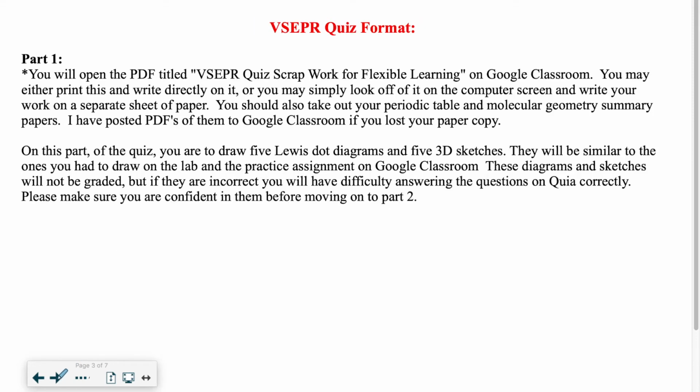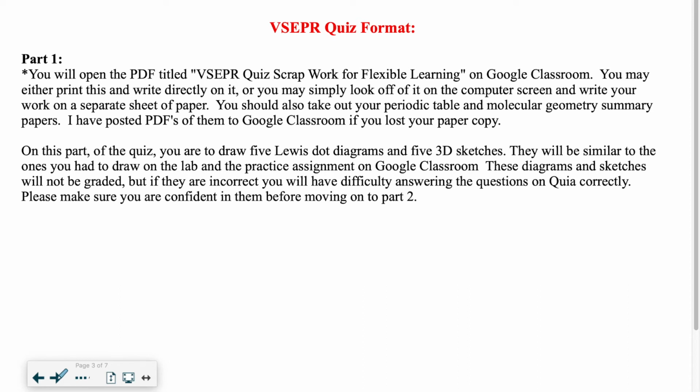Alright, so now some information about the actual format for the quiz. The quiz is essentially going to be broken up into 2 parts. In part 1, you're going to open the PDF titled VSEPR Quiz Scrapwork for Flexible Learning, posted to Google Classroom. You can either print this out and write directly on it, or you can simply look off of it on your computer screen and then write out your work on a separate sheet of paper. You should also have out a periodic table and your molecular geometry summary papers when you're doing this. I'll have PDFs of those posted to Google Classroom just in case you lost your paper copy.